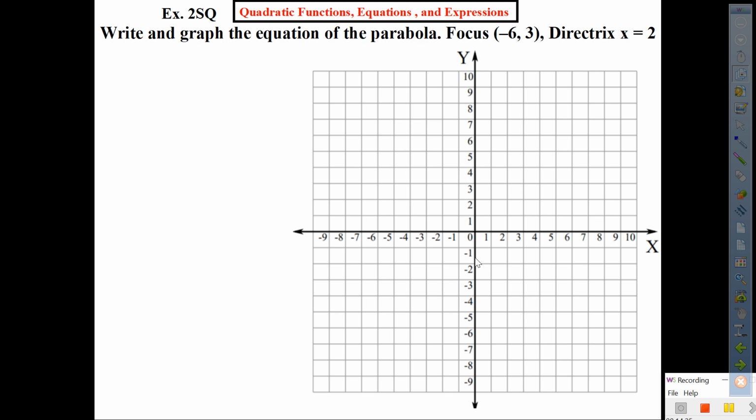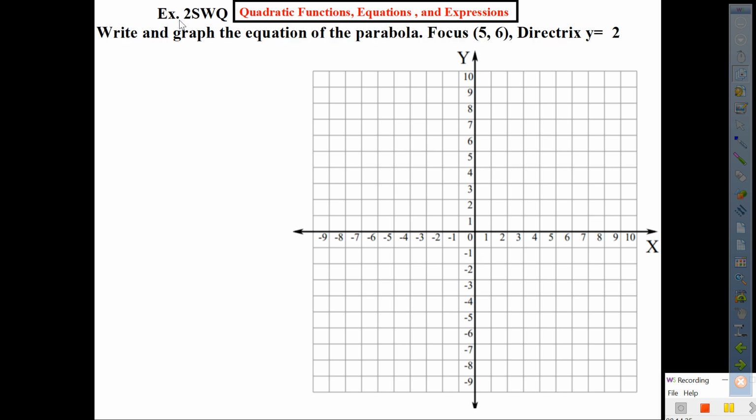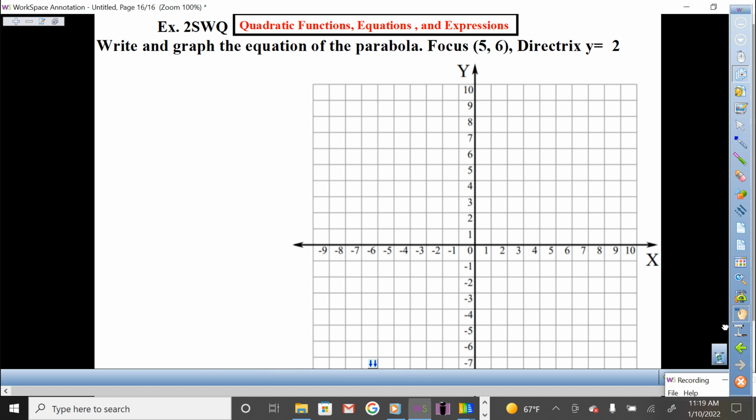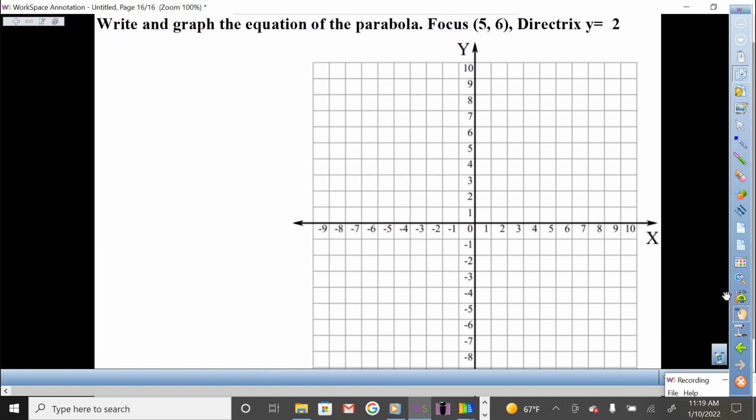Get your big graph in front of you. Copy this one. Example 2, Star Wars cube. On the big graph paper, don't copy the instructions. Just copy the focus (5, 6) and directrix y equals 2. All right, here we go. We're going to do this one together, and it's going to go pretty fast since we already know how to do these.